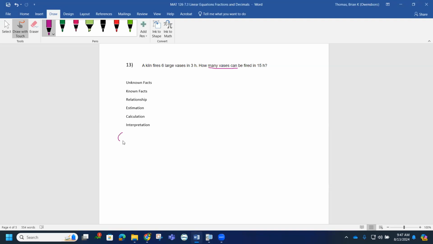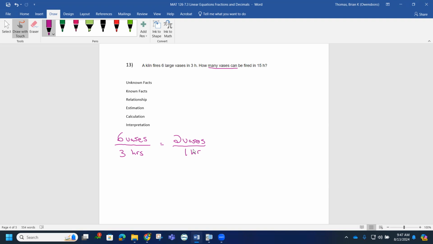So 6 vases in 3 hours means to write that as per 3 hours. What I can do is change this to a unit rate as well. So if I divide this out, notice how 3 does go into 6 evenly. So this really means 2 vases per 1 hour. So what we're trying to figure out is how many vases can be fired in 15 hours.